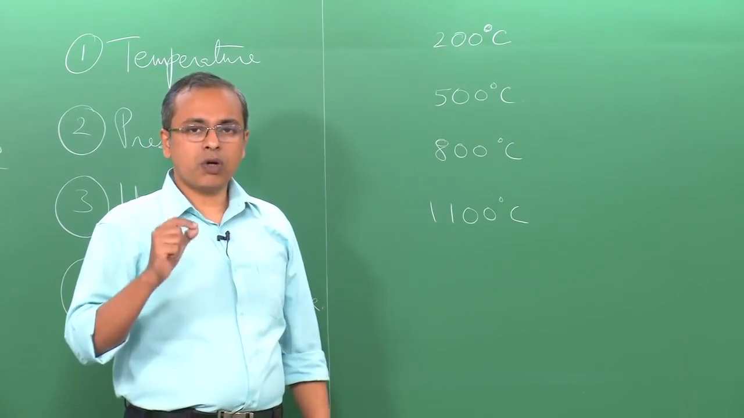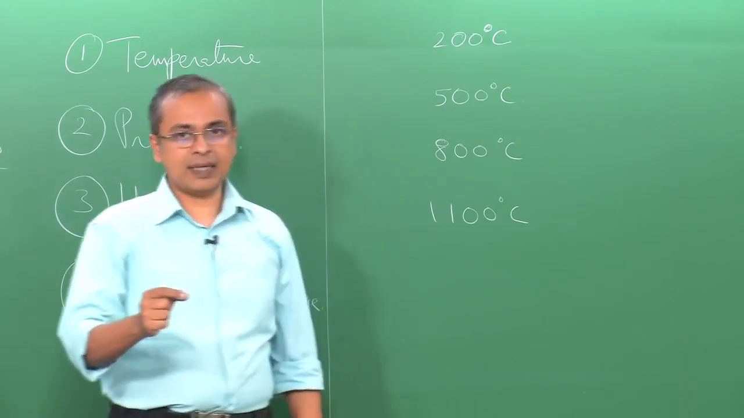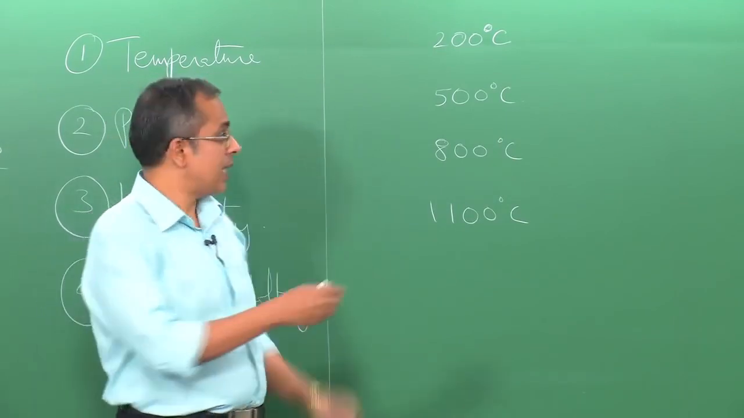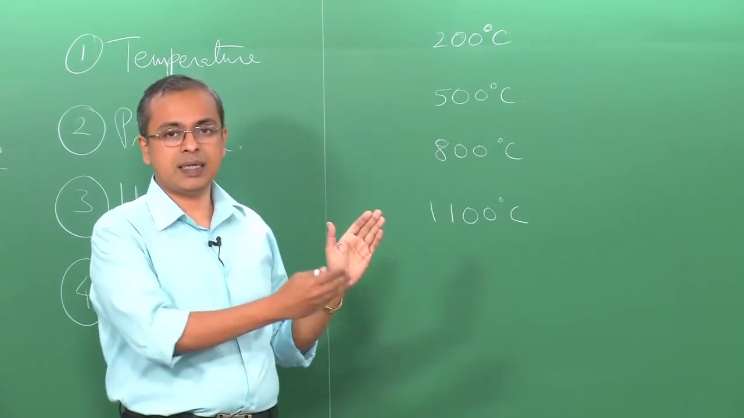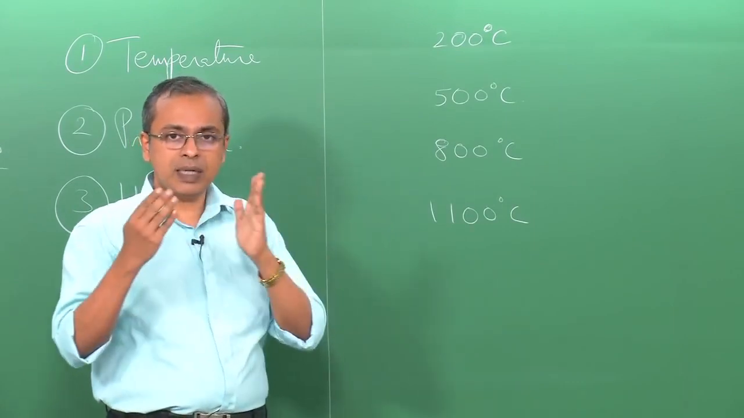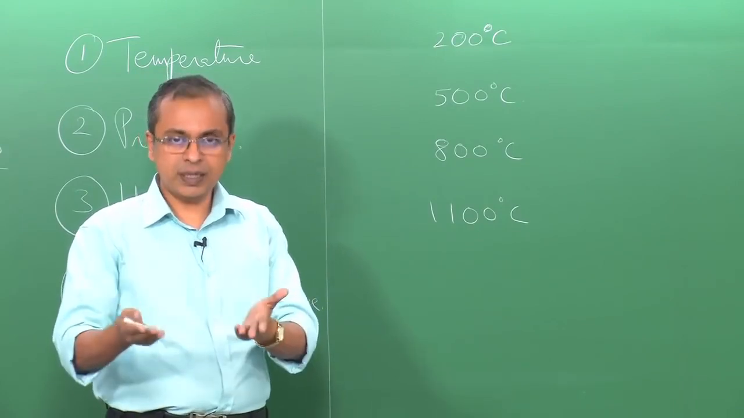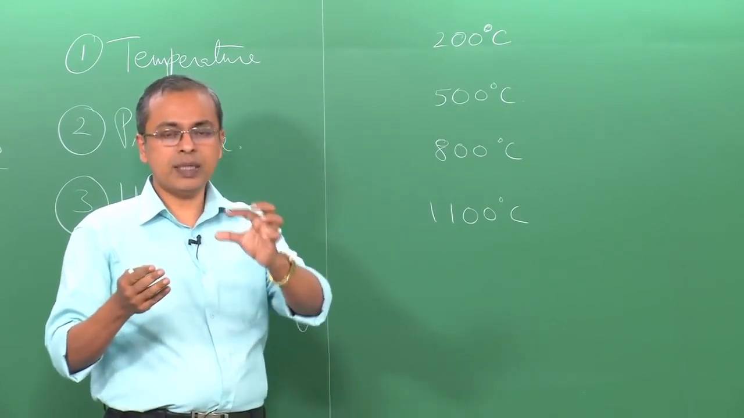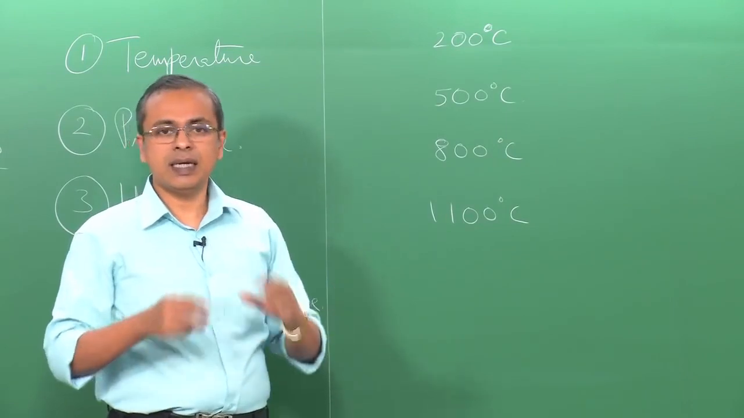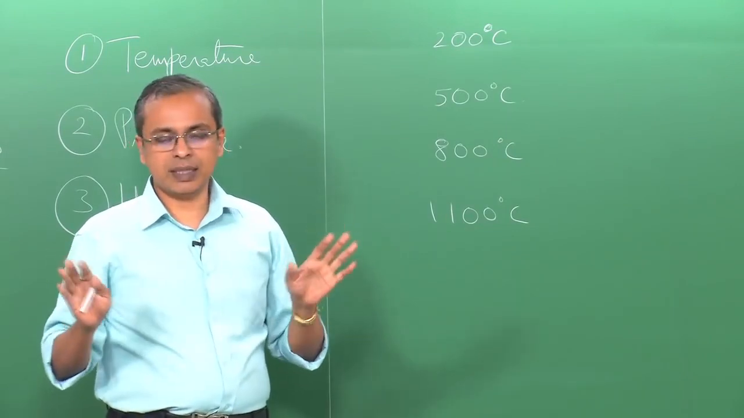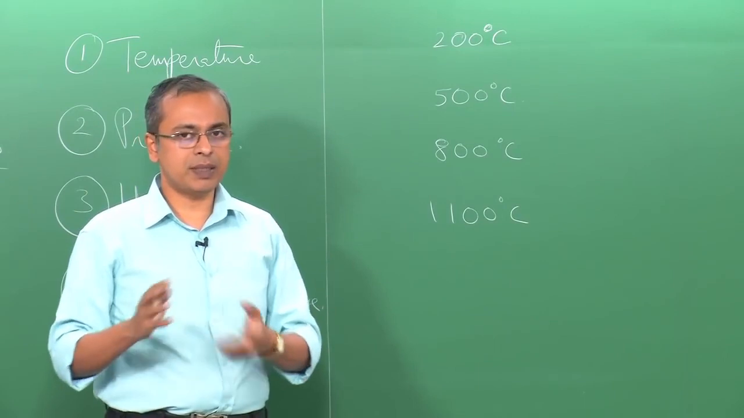So, one of the common sources of error in many of our experiments where we are dealing with temperature is that we simply look at a display which will be there on your furnace or your hot air oven, and it will simply say 200 degrees C, and we assume on faith that it is at 200 degrees C and we proceed. Many first time experimenters do this.